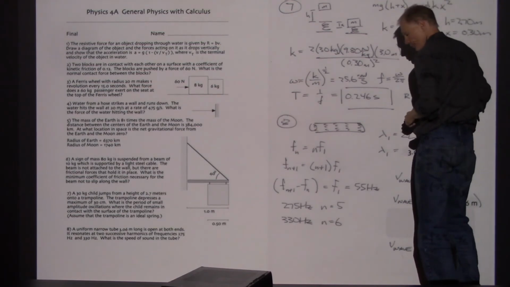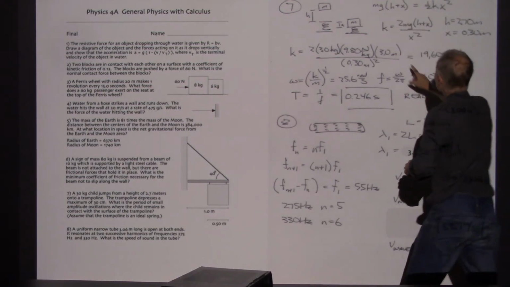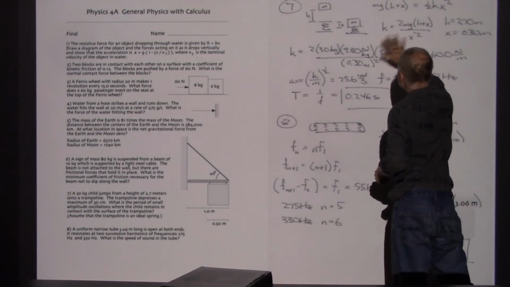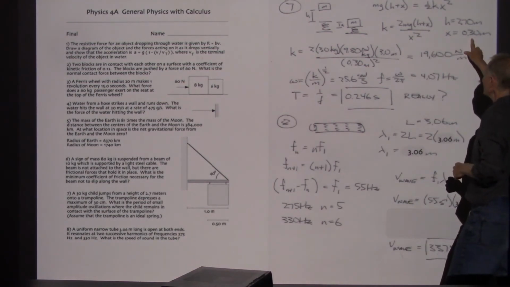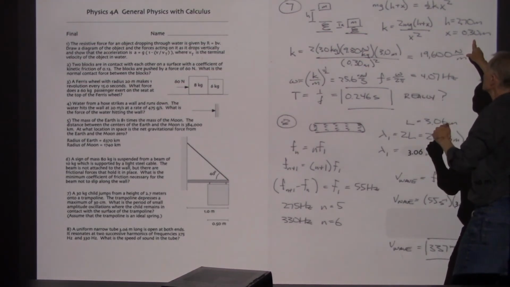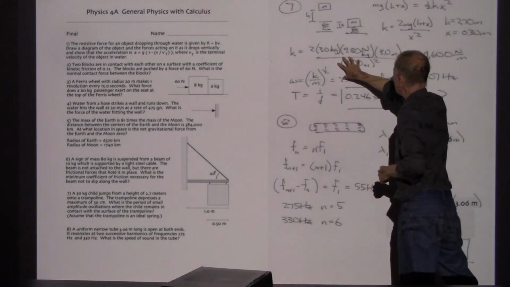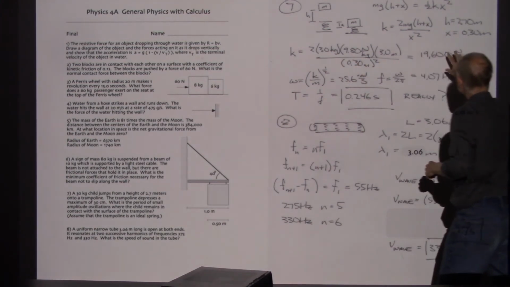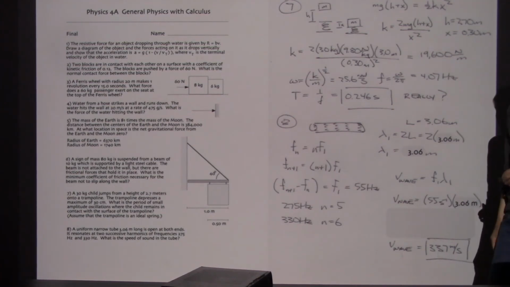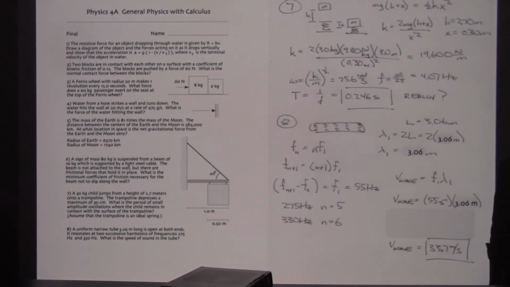Now that equation can be solved for k. Everything else is known. We know the height, we know the compression distance. Everything went into this formula right here. I hope everything went in correctly. And it ended up saying that the trampoline has a stiffness constant of 19,600 newtons per meter.